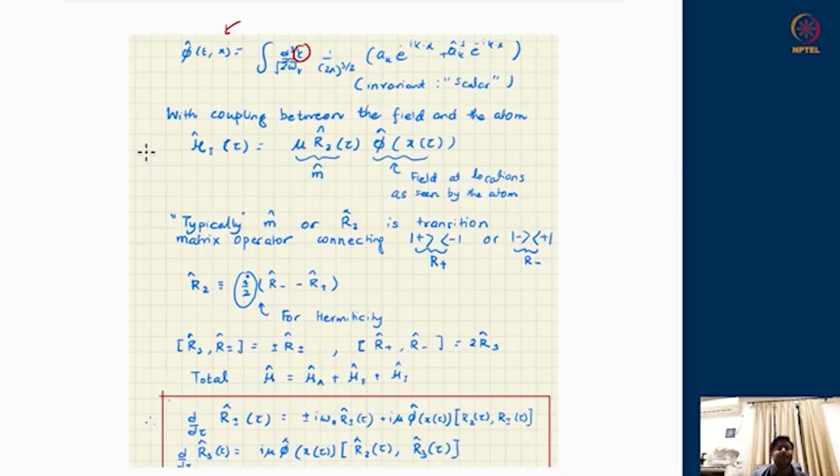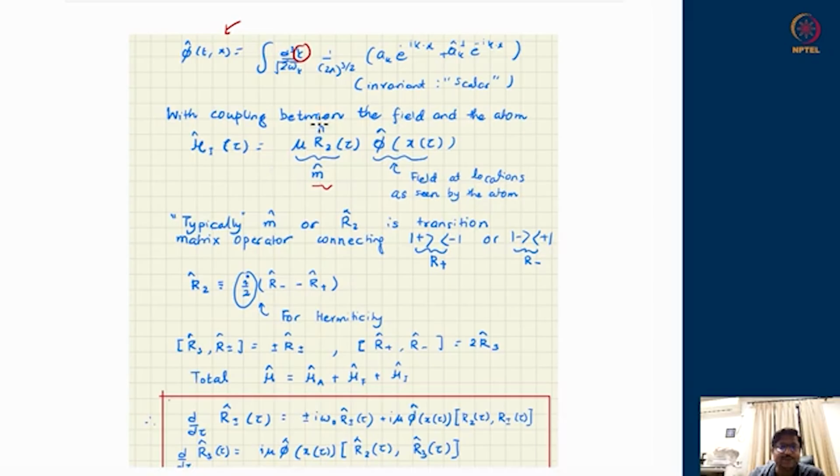Now we come to the interaction term. Previously we had written the interaction term in terms of the lab observer. Now we want to cast it back in terms of the atom. So the same thing will happen. One will write down the, let us say, monopole operator. This time I am just writing it as some parameter of control mu, and R2 operator whose definition I am coming to in a minute, and times phi. This is the phi, the field as seen by the atom at different locations in its own coordinate system.